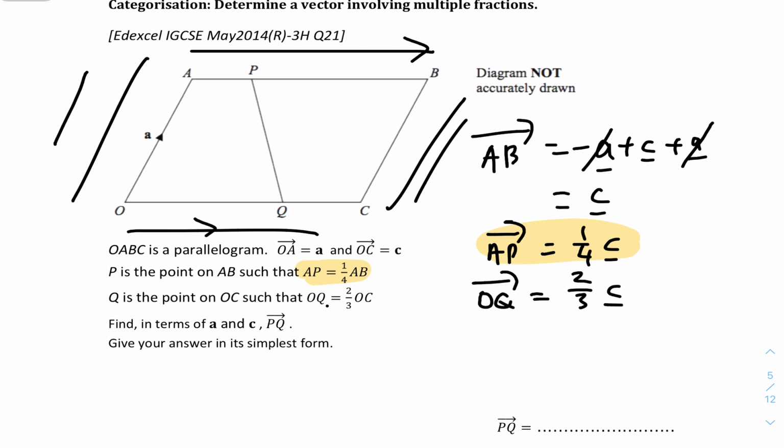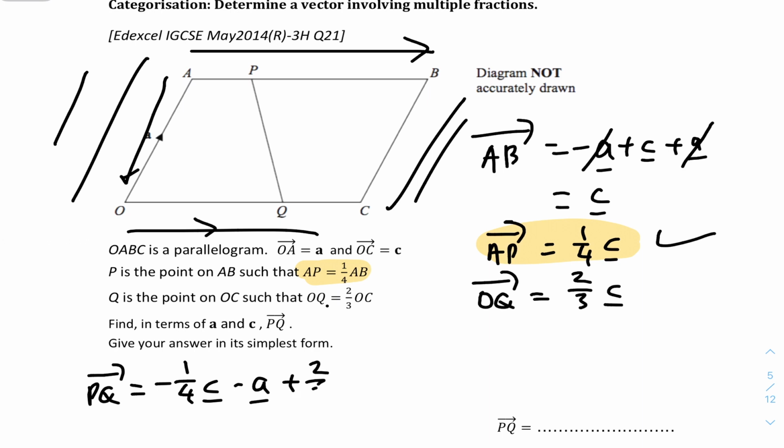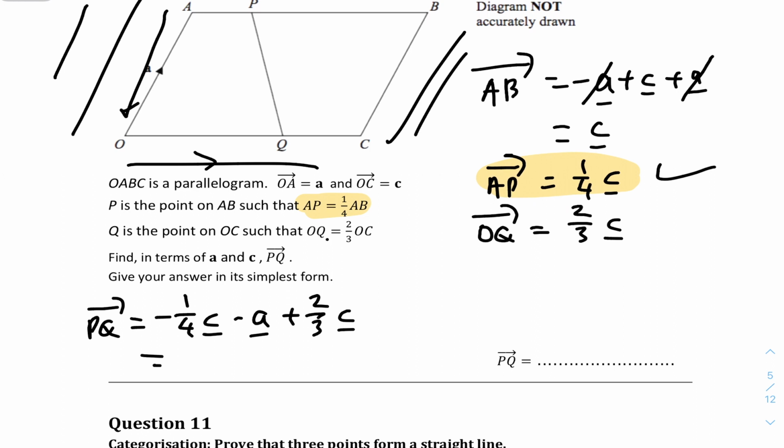PQ will be equal to the opposite of AP. So PQ will be minus 1 over 4C from this part here, plus this side here, which is minus A, and plus OQ, which is 2 over 3C. So now we just have to simplify it by doing 2 over 3C minus 1 over 4C minus A. And that will get an answer of 5 over 12C minus A, and that's the final answer. So PQ is 5 over 12C minus A, like so.